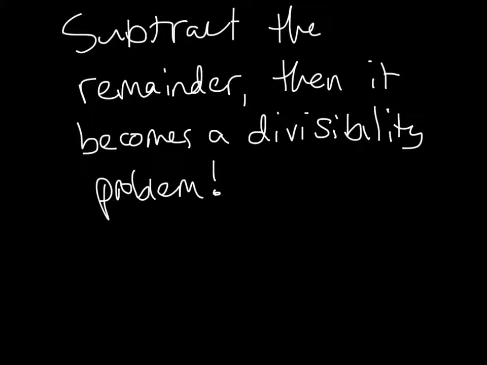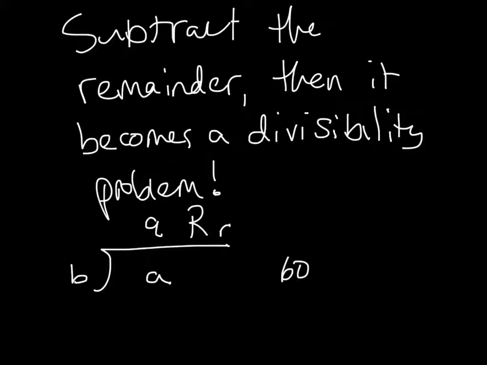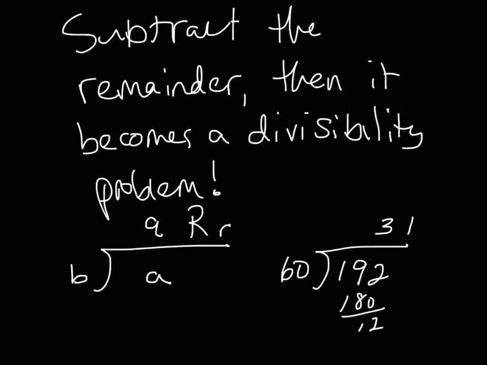Now we're recording again. We looked at subtracting the remainder, and then it becomes a divisibility problem. I'm going to write out quickly what we just went over. In general, when I'm dividing B into A to get Q with the remainder of R, for example, I could be dividing 60 into 192, and I get 3. Then 3 times 60 is 180 with a remainder of 12.